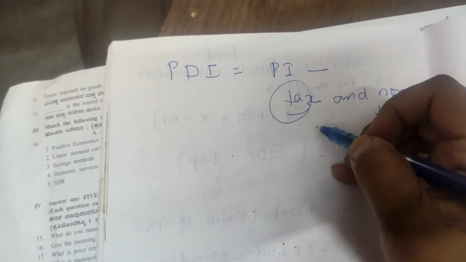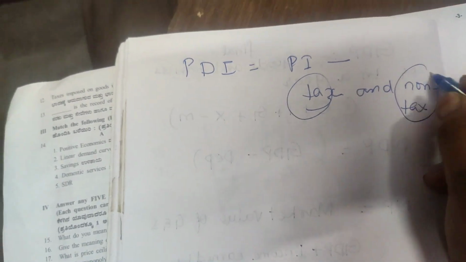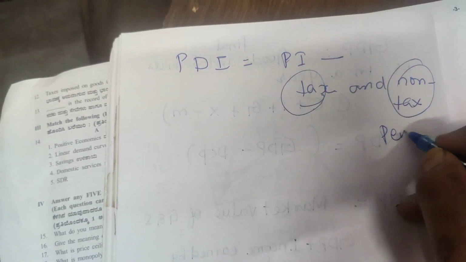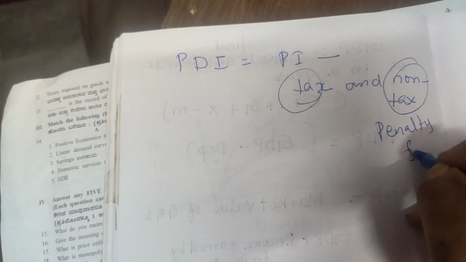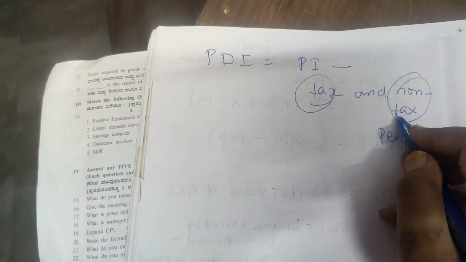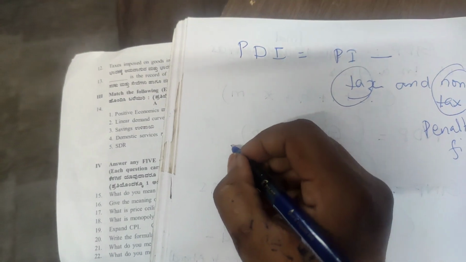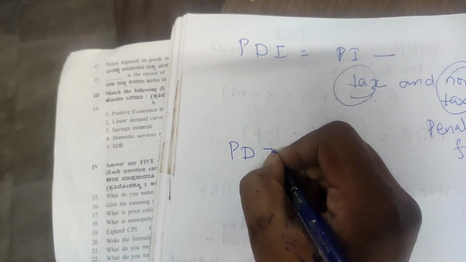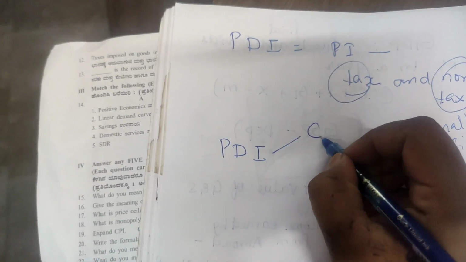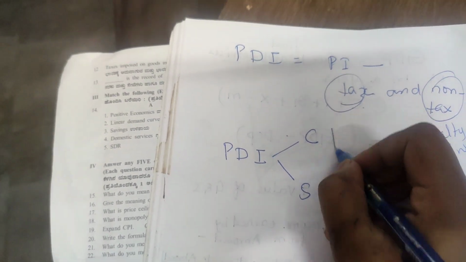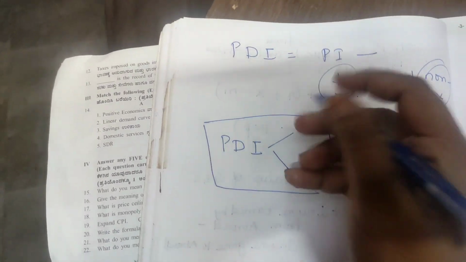So tax means income tax, any taxes. Non-tax is the penalty and fine. After paying any kind of tax and non-tax payment, the rest of the money is considered as personal disposable income. It is our choice to consume and save the money. So these are the overall macroeconomic identities.